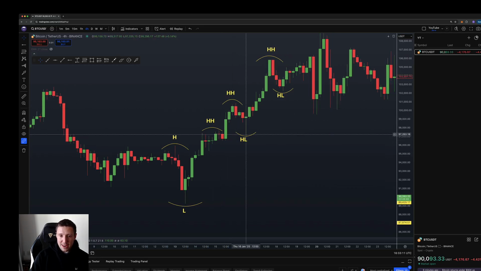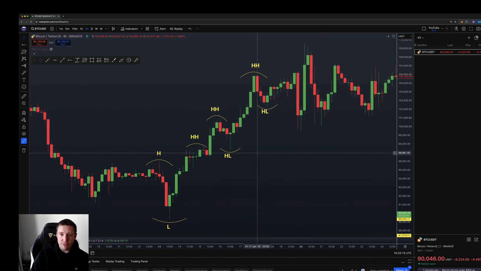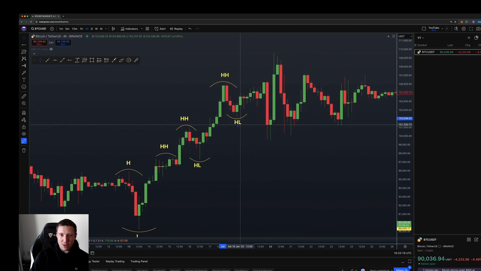Dropped down, made a low, which was higher than the previous low. So it's a higher low. And then finally one more higher high, one more higher low, and then we did actually go on to make another higher high up here, up at $109,000. However, we did also make a lower low down here, which some people might have thought invalidated the uptrend, because this was lower than this low here.